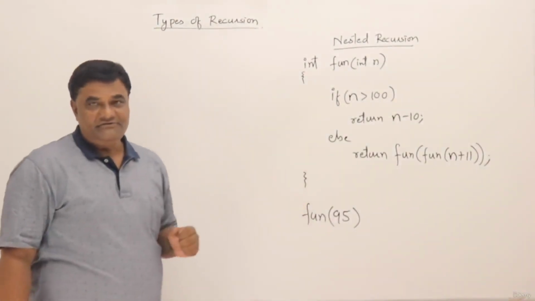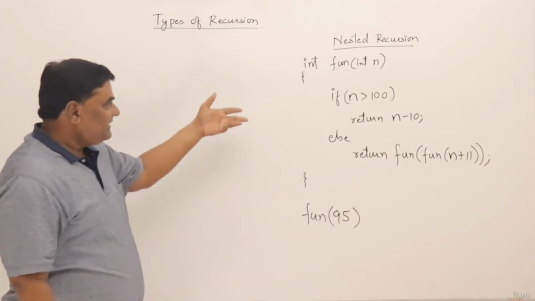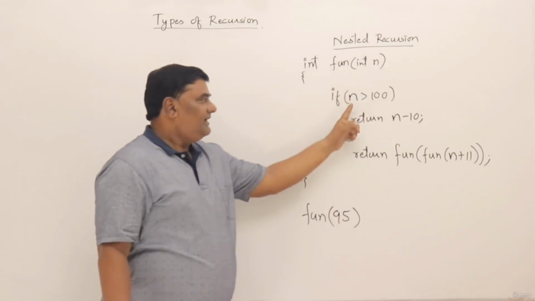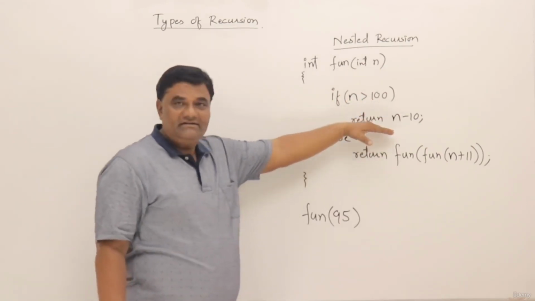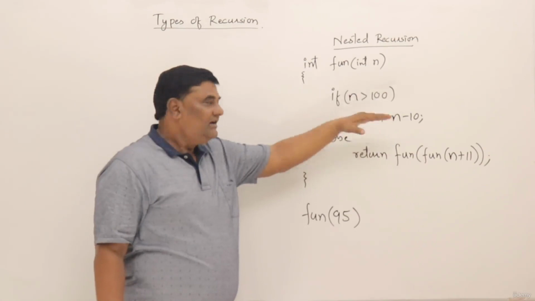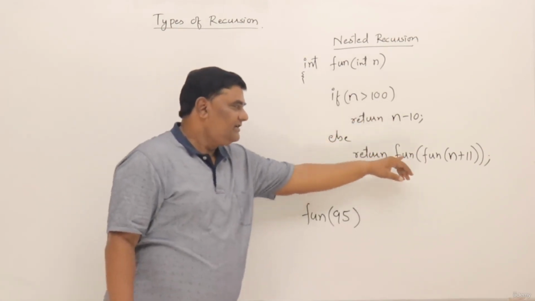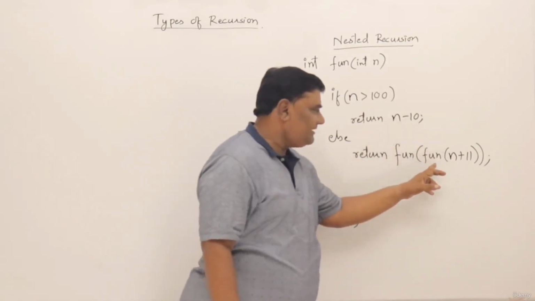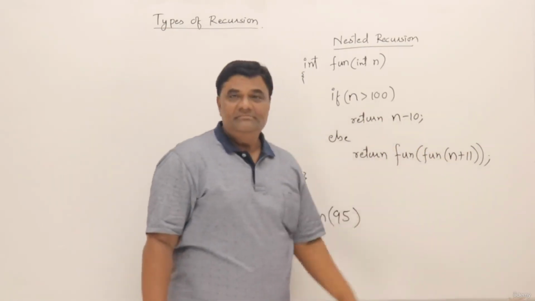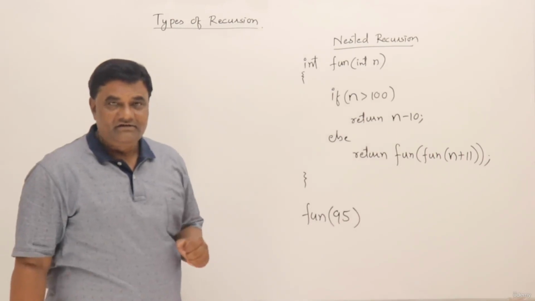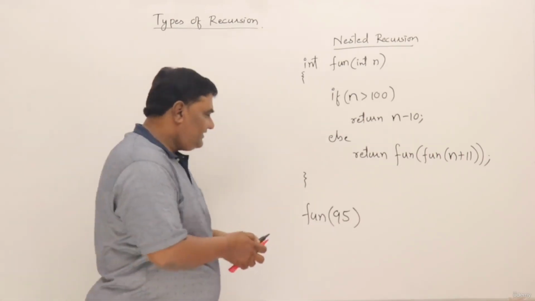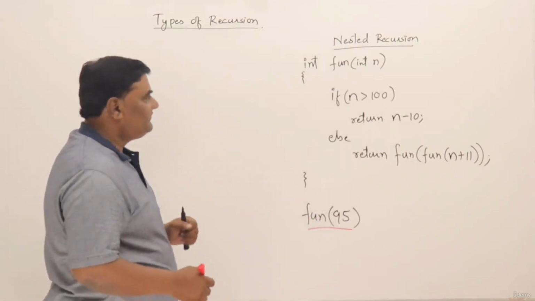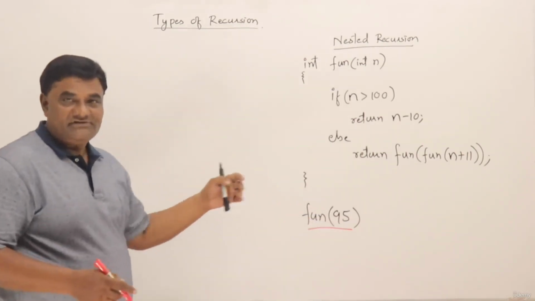Here is a nested recursive function example. Let me read it out first. A function which is taking parameter n, and if n is greater than 100, then directly it is returning some value. If not, then it is making a nested recursive call. So the function call is again taking a function call as a parameter, with some increased value of n. For tracing this one, I will take the value 95 and try it on this function.